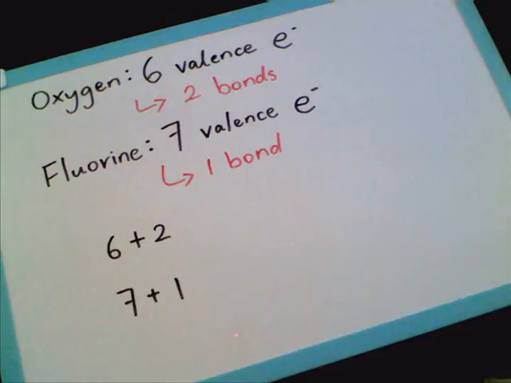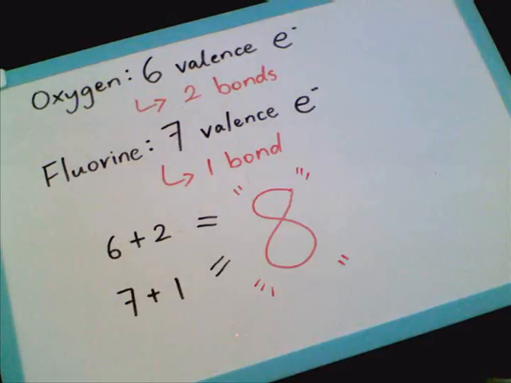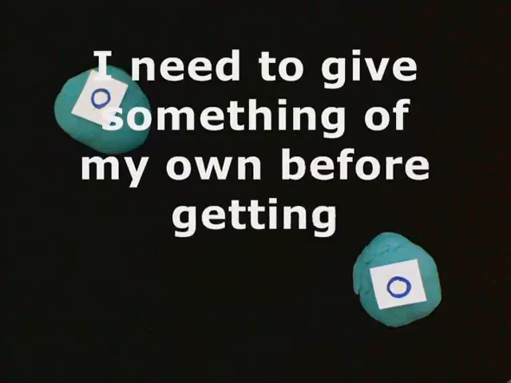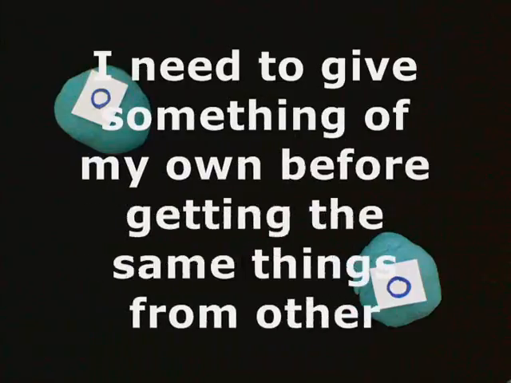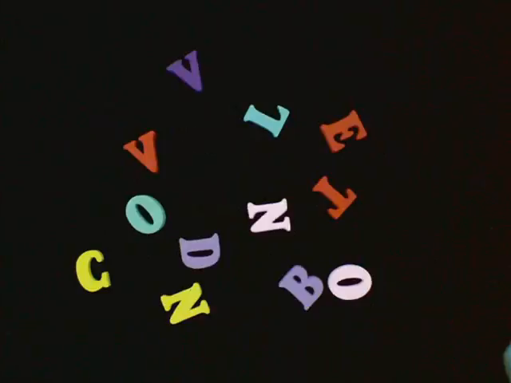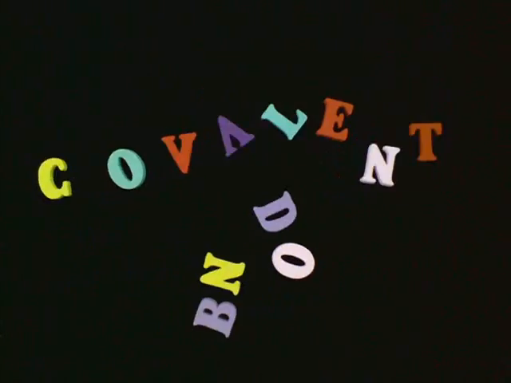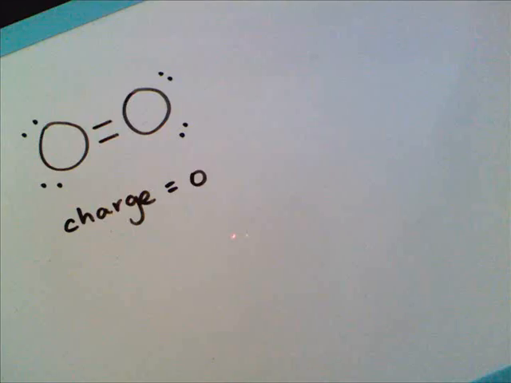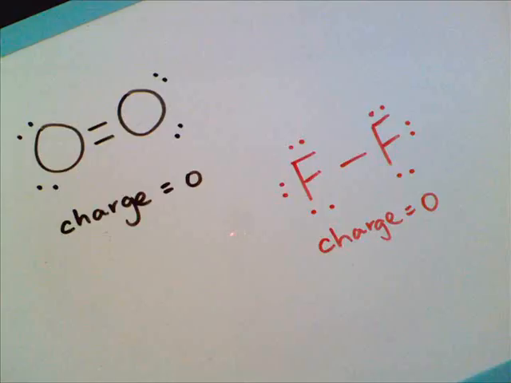If the atoms need an extra 2 electrons to meet number 8, they need to give 2 electrons of their own. If they need one more, they need to give 1 electron of their own, and so forth. We call this type of bonding a covalent bond, and these molecules will be called covalent molecules, and they have an overall neutral charge because none of them have actually gained or lost any electrons.